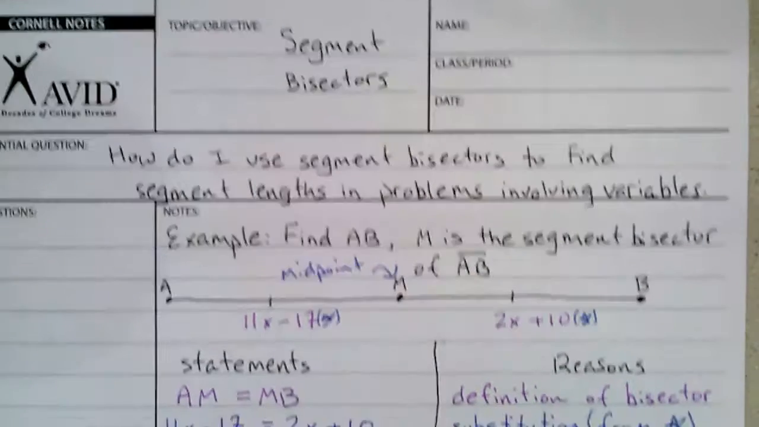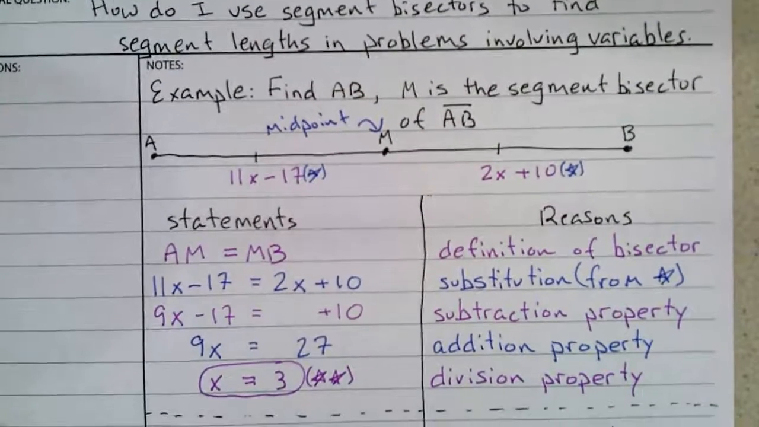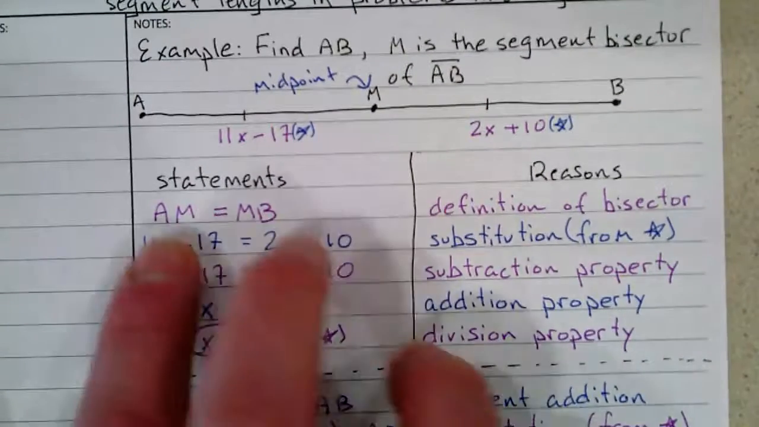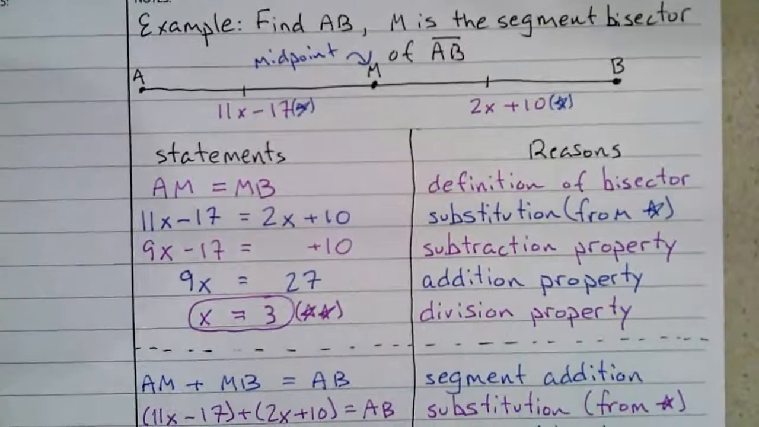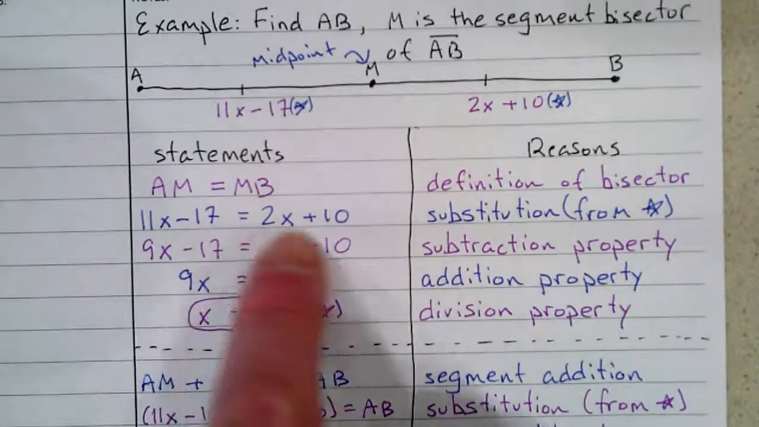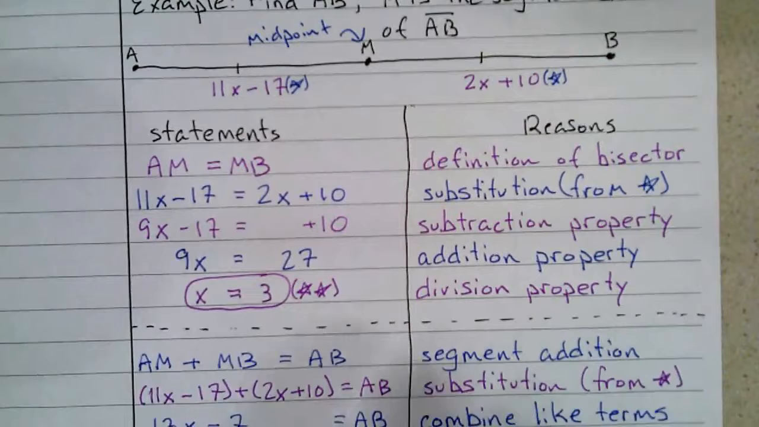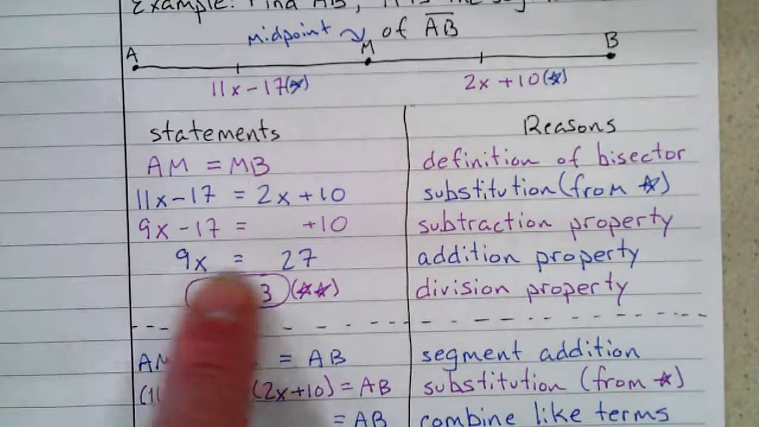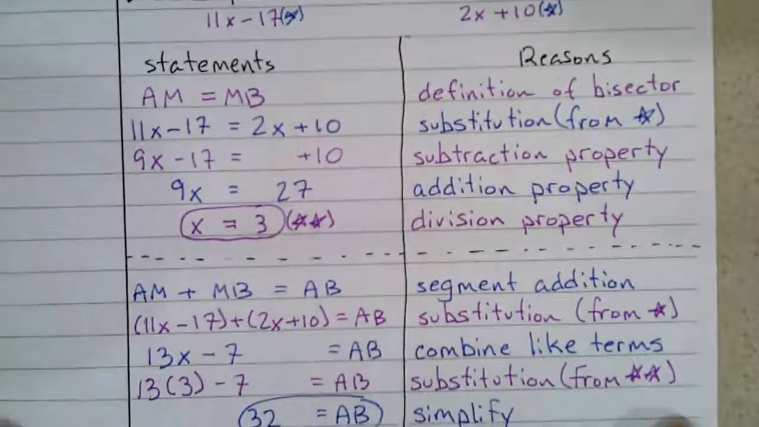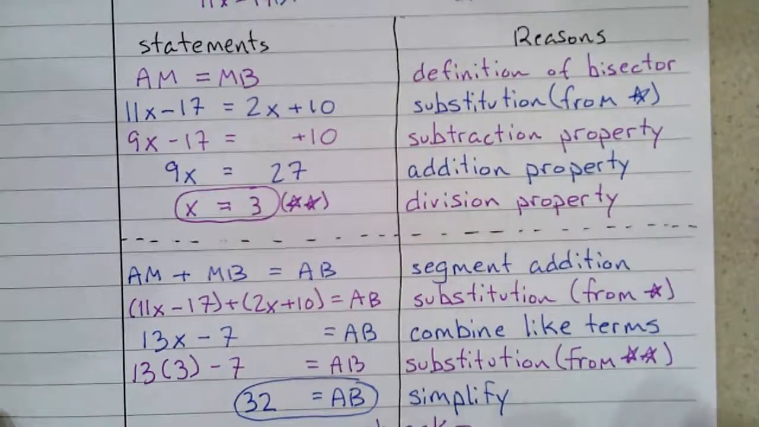This starts out just like one of the other problems we've already done, where we start out with the two parts being the same size, which is the definition of bisector. Then we substitute our two expressions from the original diagram. We basically solved this equation with variables on both sides by gathering all our variables on one side, all our constants on the other, and then dividing by the coefficient of x. We've listed here the different properties we use. Of course, every equation will be different.